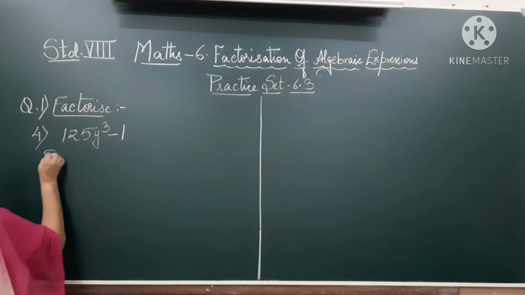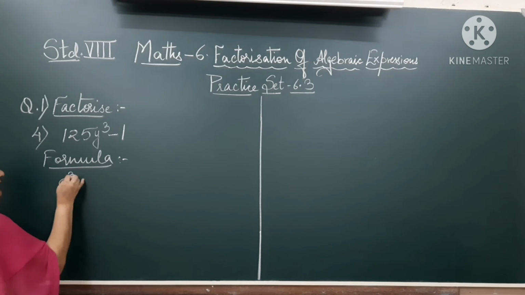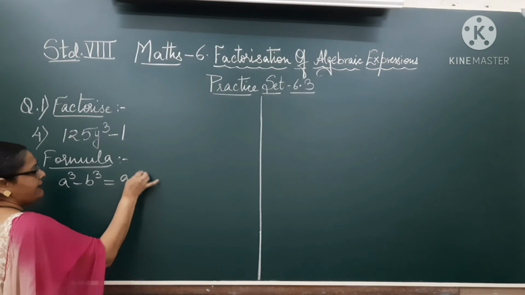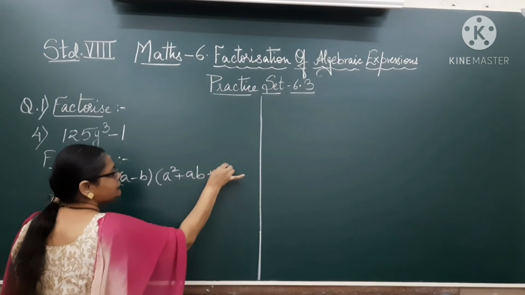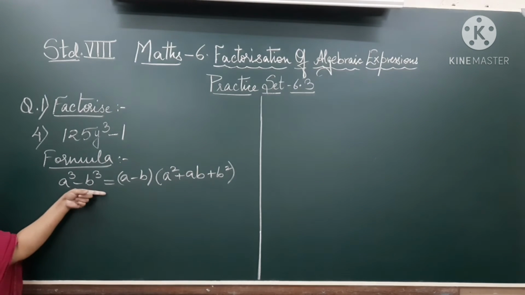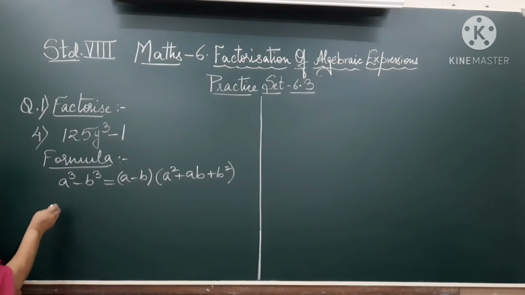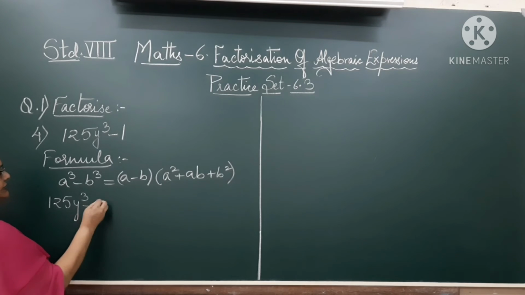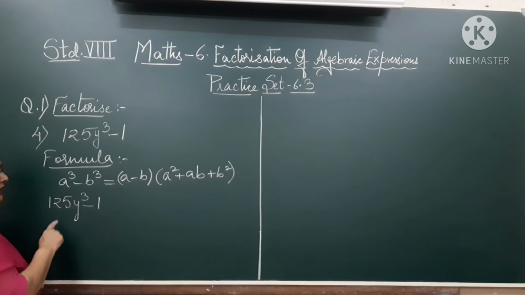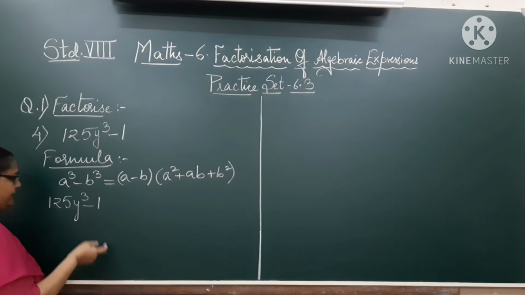Okay, now as I know the formula of the factors of a cube minus b cube, which is equal to a minus b into a square plus ab plus b square. Let me apply this formula to factorize the given expression 125y cube minus 1. So I know 125y cube represents a cube, and 1 represents b cube. Now here I need to convert this into a minus b so that I can get the values of a and b.